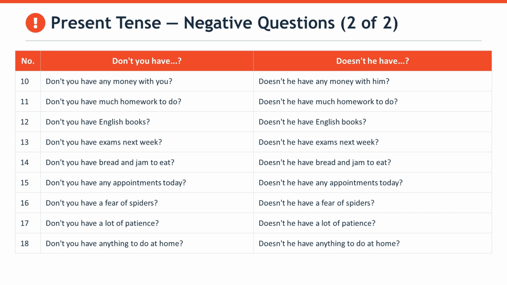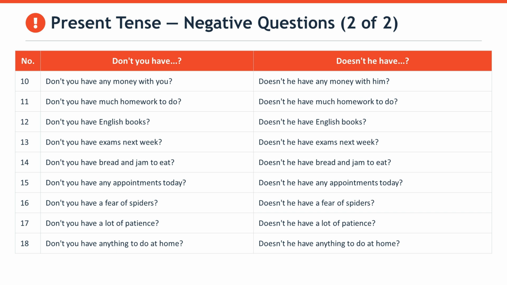Don't you have bread and jam to eat? For he, doesn't he have bread and jam to eat? Don't you have any appointments today? For he, doesn't he have any appointments today? Don't you have a fear of spiders? For he, doesn't he have a fear of spiders? Don't you have a lot of patience? For he, doesn't he have a lot of patience?